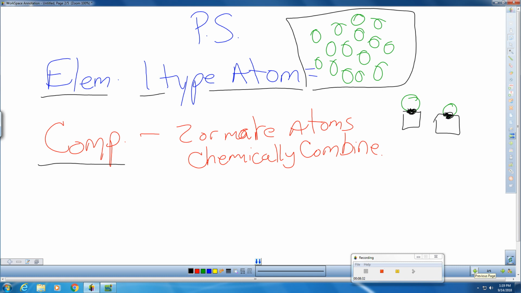And then pure substances are either elements or compounds. Elements have only one type of atom that are scattered around, unattached. Compounds have two or more atoms that are chemically combined. You can see that by them actually touching. And when they combine, they have their own set of physical properties, chemical properties, etc.